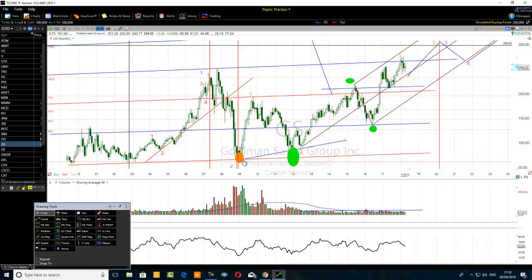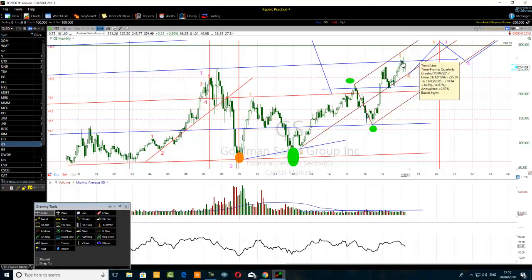So as that mini cycle is completed, we say first wave of a higher degree, second wave of a higher degree. We are now in the third wave of a higher degree. That third wave will end somewhere here in the zone of $310. We will reach that level. We will see. It does not mean that definitely we'll get there.